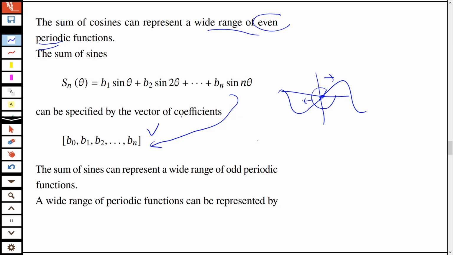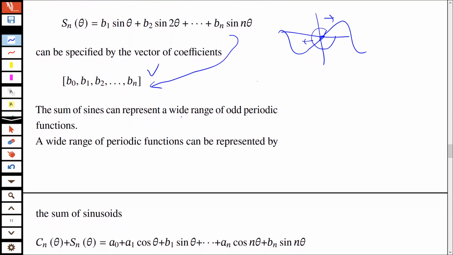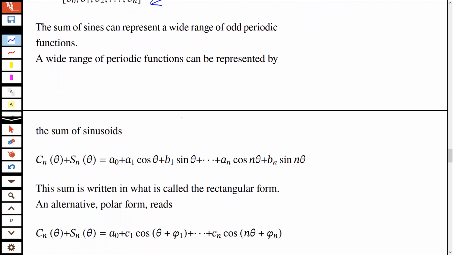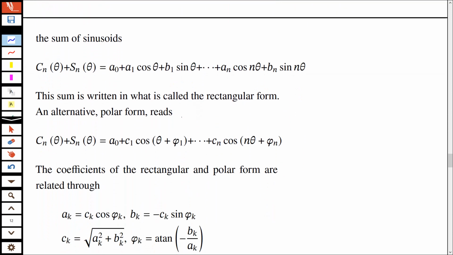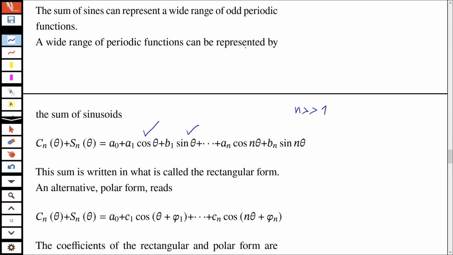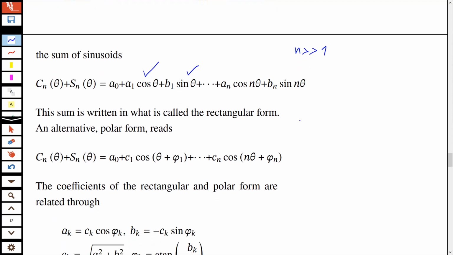So a wide range of odd periodic functions can be represented by these sums of sines. Sometimes we need periodic functions that are more general, at least those representable by n sinusoids. So I take a sum of sinusoids where I combine the even sinusoids as well as the odd sinusoids up to n, and I can choose n to be large enough to represent a wide range of periodic functions.